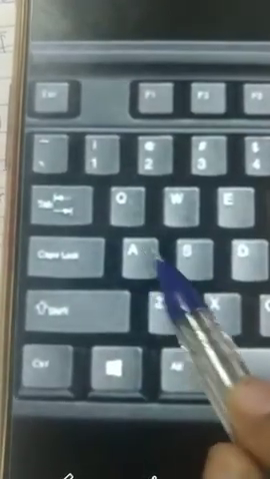Number keys 1, 2, 3, 4, 5, 6, 7, 8, 9. These are all number keys. And here alphabet keys. See, A, then afterwards S, Q, W. These are the alphabet keys which are present on the keyboard.